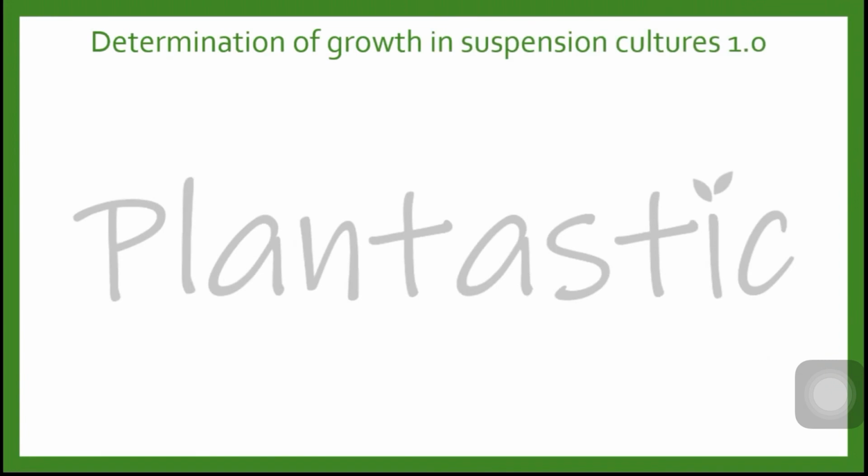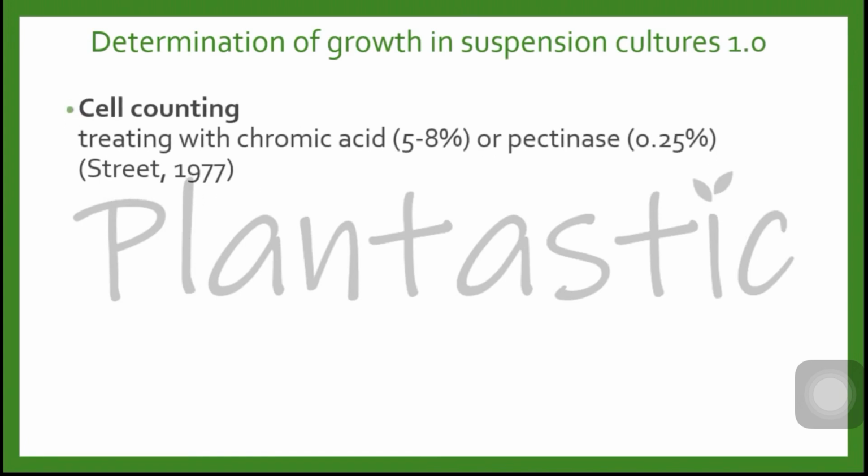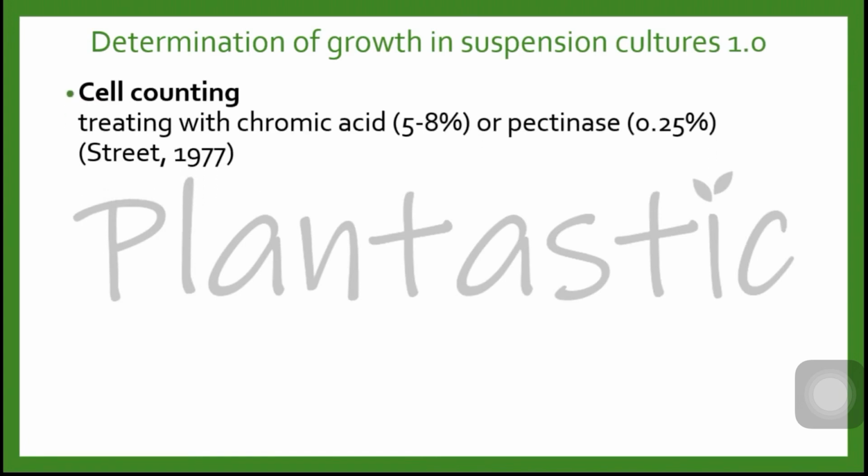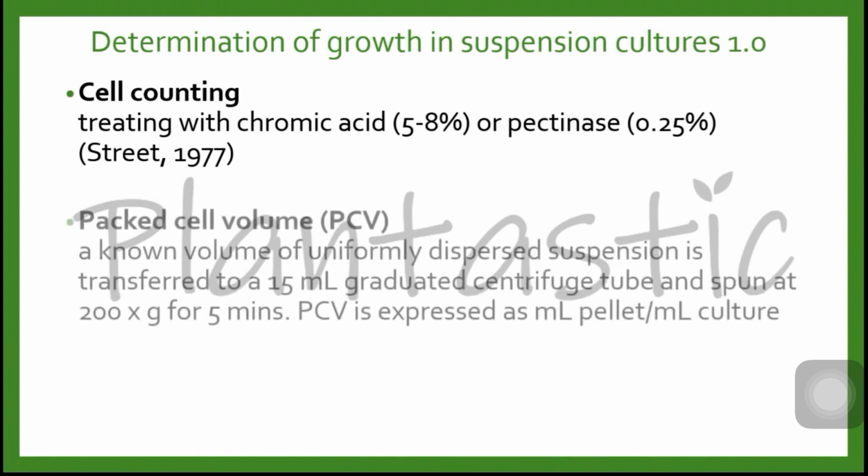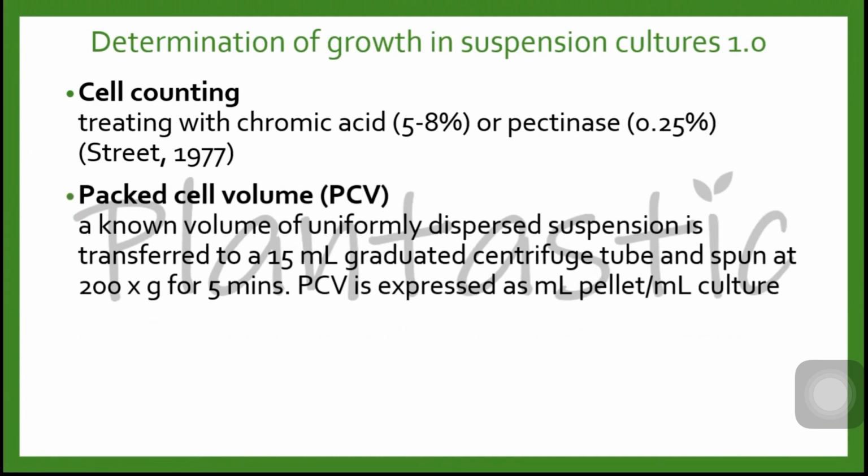Alright, how do we determine the growth in the suspension culture? First, we can use cell counting, treating with chromic acid 5 to 8% or pectinase at 0.25%. The second method is to use the packed cell volume, PCV, whereby a known volume of uniformly dispersed suspension is transferred to a 15 ml graduated centrifuge tube and spun at 200 times g for 5 minutes. This PCV is expressed as ml pellet per ml culture.